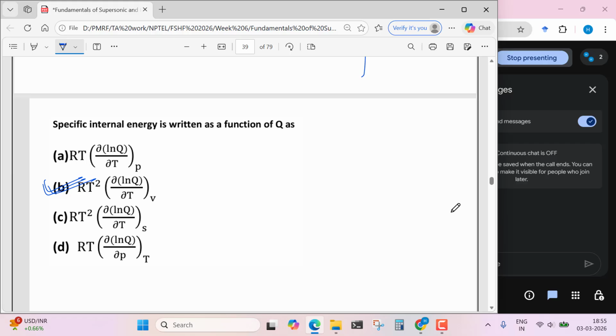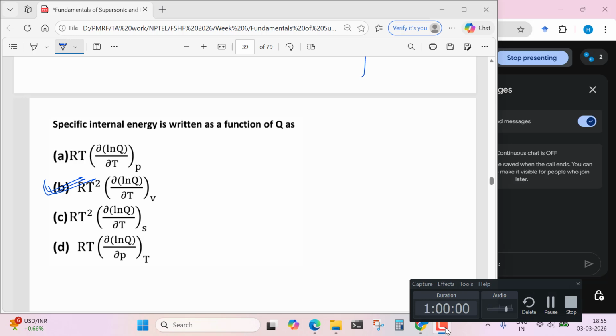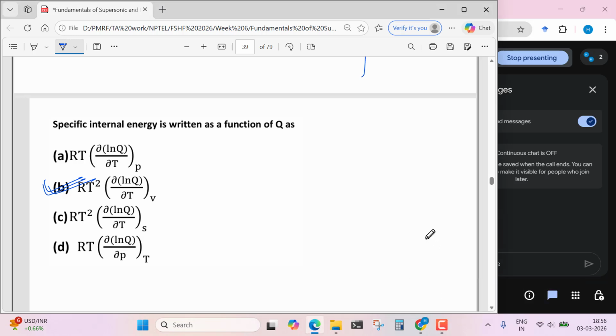Now we will see the next problem. Specific internal energy is written as function of Q as: often a RT dou log Q upon dou T at constant pressure, RT square dou log Q upon dou T at constant volume, RT square dou log Q upon dou T at constant entropy, and RT dou log Q upon dou P at constant temperature. We'll see this.